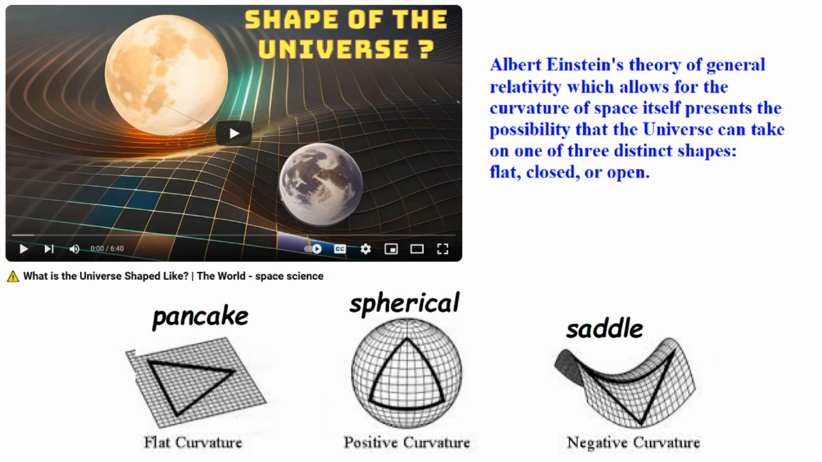Okay, so here one fellow says Albert Einstein's theory of general relativity, which allows for the curvature of space itself, presents the possibility that the universe can take one of three distinct shapes: flat, closed, or open. And there you have them. There's the flat pancake type, or you could say a sheet of paper, spherical, and the saddle shape. Those are the three that these people propose. And let's see which one gets the cigar.